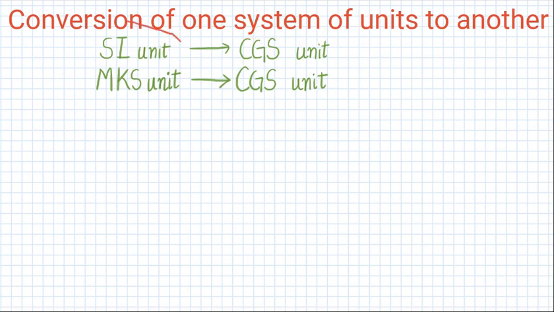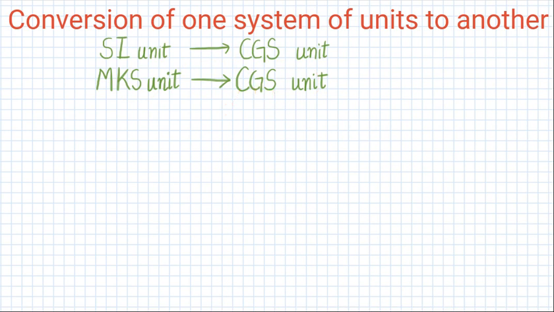That means if you are given a physical quantity in SI units and you want to convert it into CGS units, then how can we do it using our dimensions? The SI system, we know, is the MKS system, where M is for meter, K is kilogram, S is second. So if a physical quantity is given in MKS units and you want to convert it into CGS units, that means centimeter, gram, second, then how will you do it?